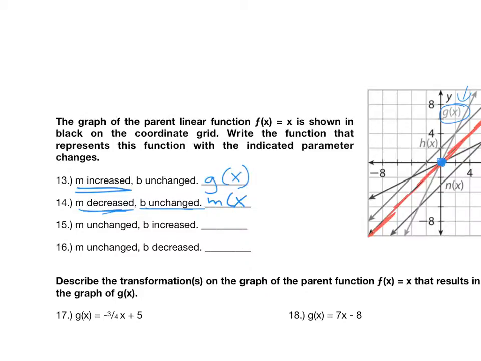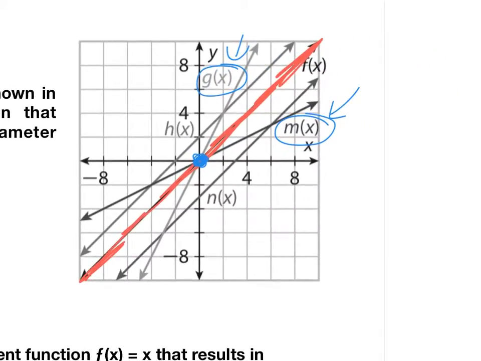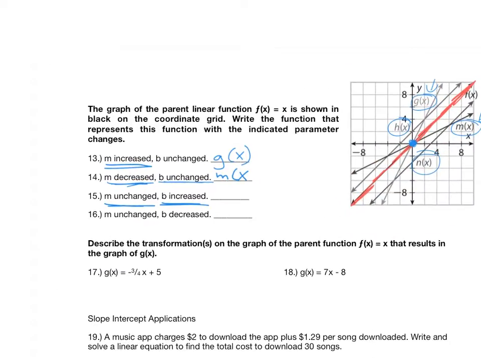Now, we have our m, which is unchanged, but our y-intercept has increased. So that means our line is going to have the same steepness as our parent function. It's just going to have a y-intercept that's increased, which means that it's going to be shifting upwards. Okay, so you only have two possible answers, h of x or n of x. N of x looks like it's shifted downward, so your answer is obviously going to be h of x. And then slope unchanged, but y-intercept decreased, that would be n of x.